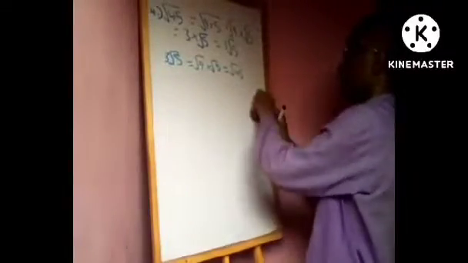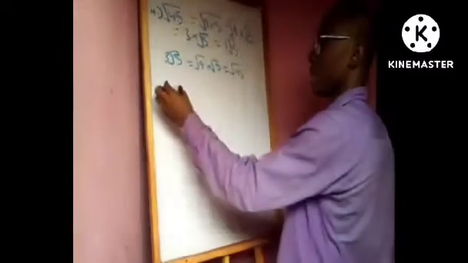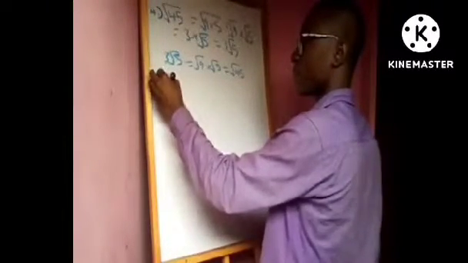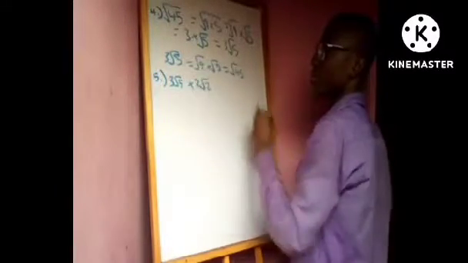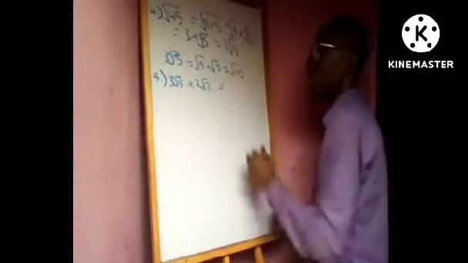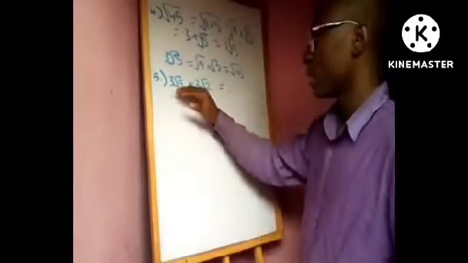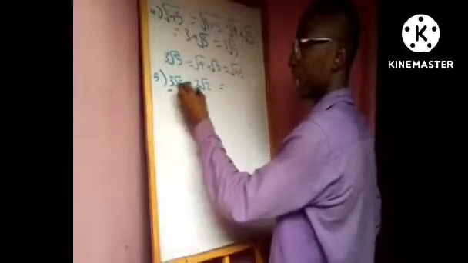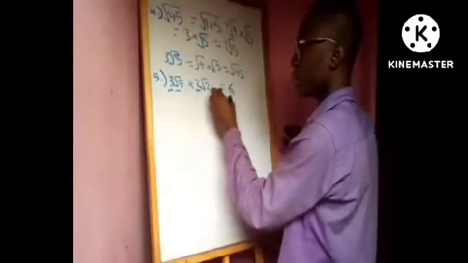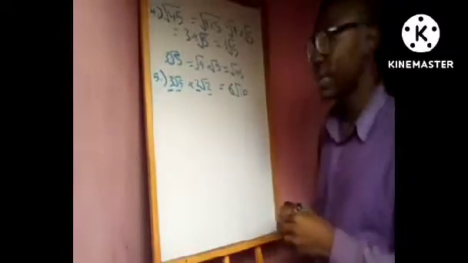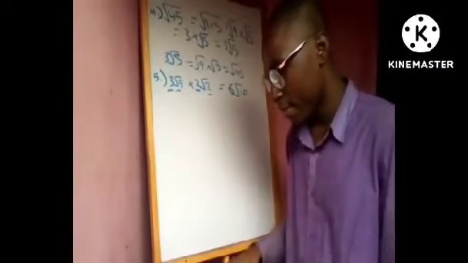So when we multiply surds, we multiply the surdical part, and then we multiply the real part. For example, let me give an example: 3 root 5 times 2 root 2. When you are multiplying surds, you multiply the real parts on their own and the surdical parts on their own. You multiply the real parts, which are 3 and 2. 3 times 2 is 6. Then you multiply the surdical parts, which is root 5 times root 2. That's root 10. So that means 3 root 5 times 2 root 2 is equal to 6 root 10. So I'm very sure you understand that.